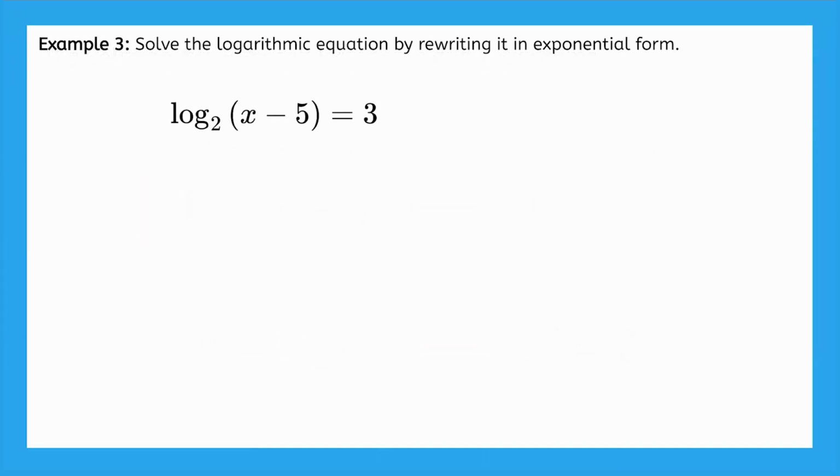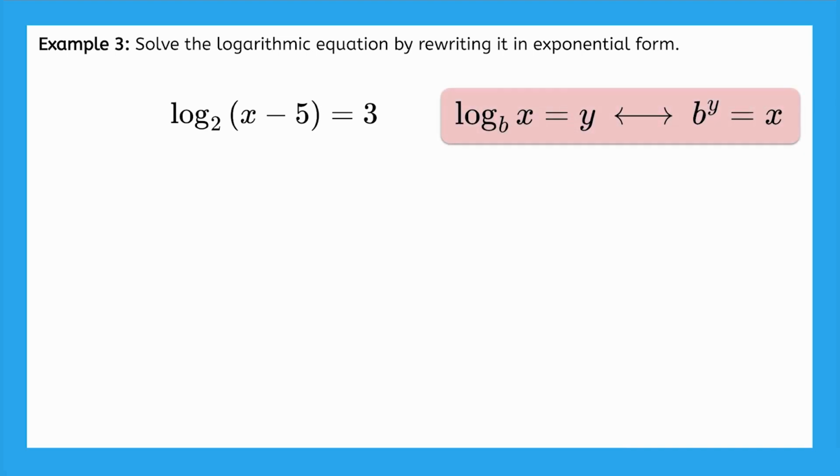Example 3 says, solve the logarithmic equation by rewriting it in exponential form. Our equation is log base 2 of x minus 5 equals 3. Before we work it out together, try it out yourself. Here's the relationship to help you convert. Pause the video now and give it a shot.